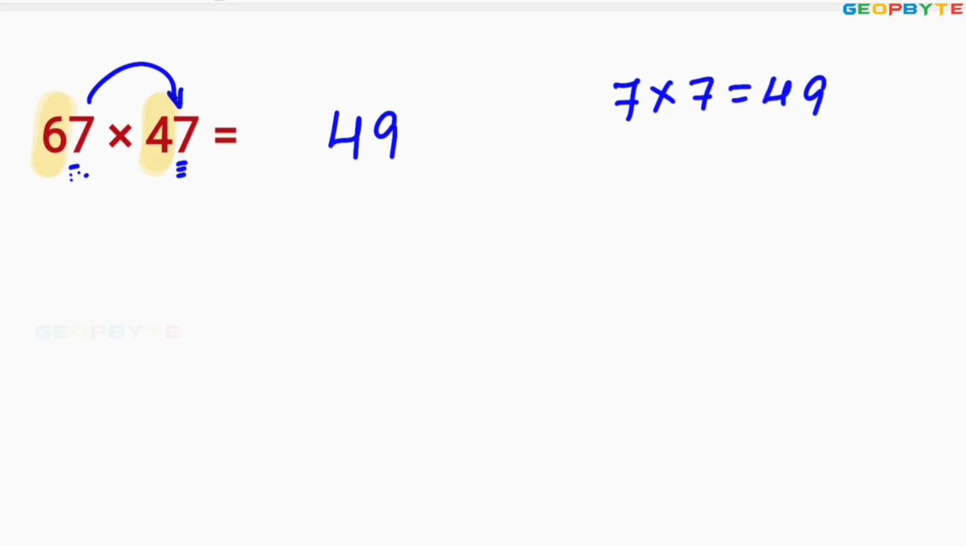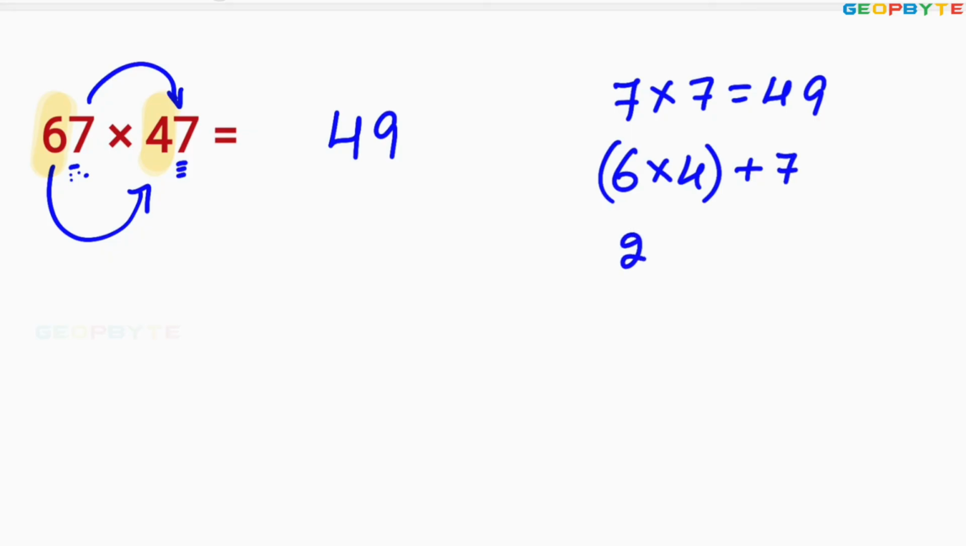Similarly, look at the number. The ones place digit remains same. Sum of the tens place digits equal to 10. Then multiply 7 and 7. 7 into 7, 49. Write that 49. Then 6 into 4 plus common digit. Common digit is 7. It is equal to 24 plus 7 is equal to 31. Write that 31 for getting your answer.